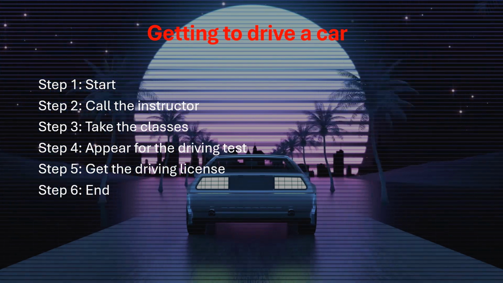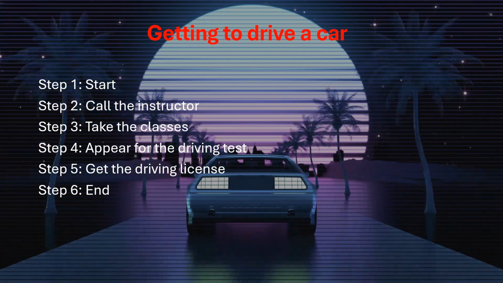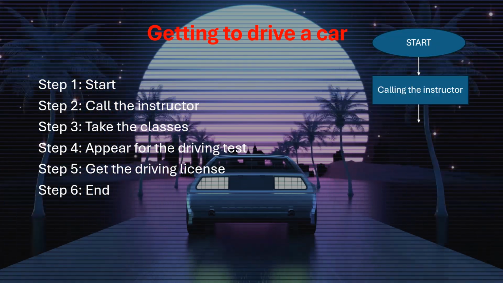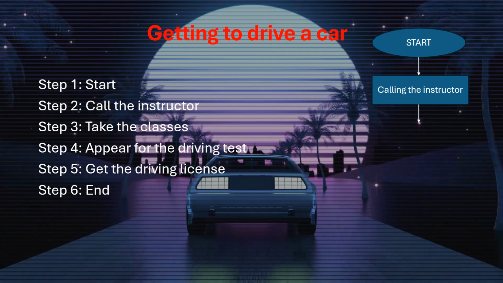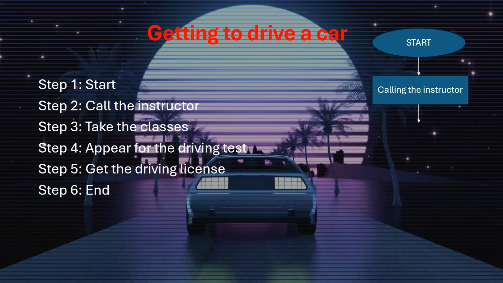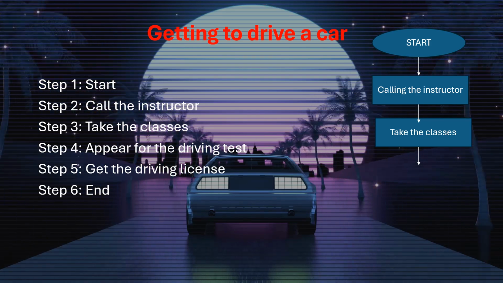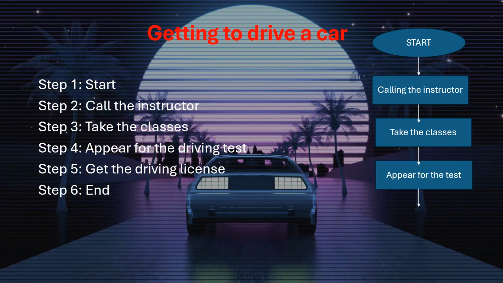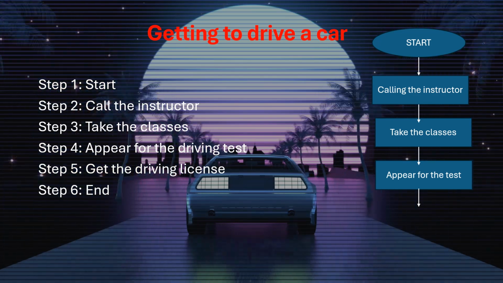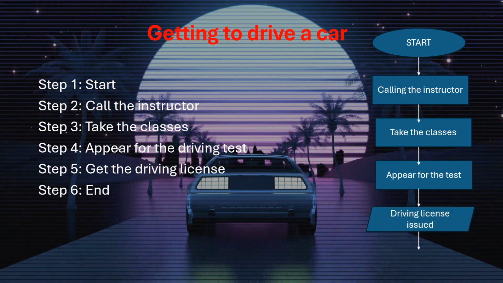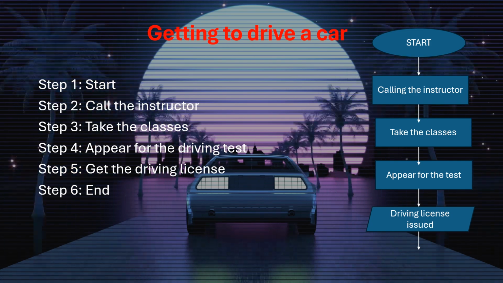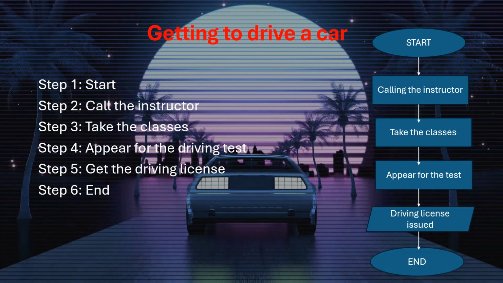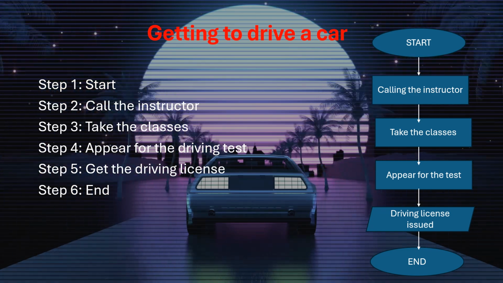And when we talk about the flow chart, let's draw the flow chart together, starting off with the oval for start, followed by a rectangular structure with calling the instructor. Then take the classes within a rectangle, appear for the test again in a rectangle because these are all actions that need to be taken. And once you appear for the test, then it's time for the output, that is, driving license is issued. And once the output is given, you end up with the oval.